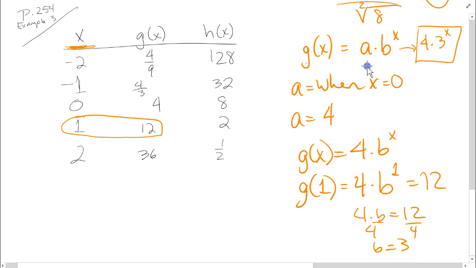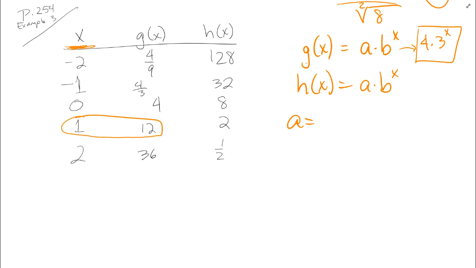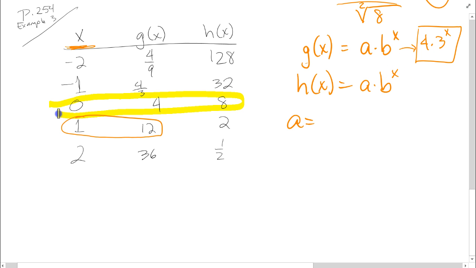Now, how about h of x? Well, we're going to start in the same place. For h of x, I've got the same basic formula for exponential functions, and I'm going to start with the a. A happens when x is 0. So where is that? Here's my line for the zeros, and h of x is 8 when x is 0. So that means b to the 0 is 1, and the rest of the answer comes out to be 8. So a has to be 8. That's called the initial value.